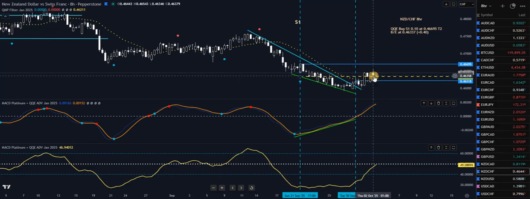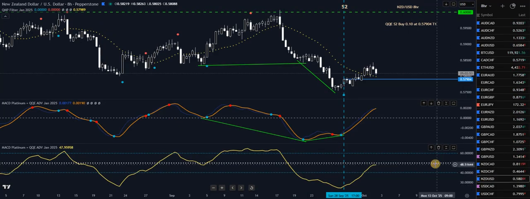Took the buy there. Now we're up through the overall break even level, yellow dash line, but again, the QQE is not quite at the 50 level. We're just below it. So I sit on my hands until that happens.